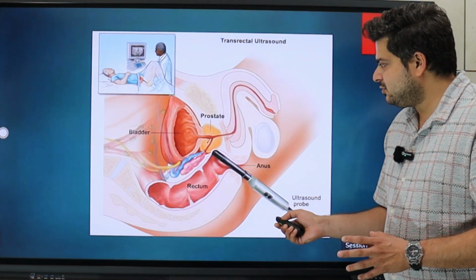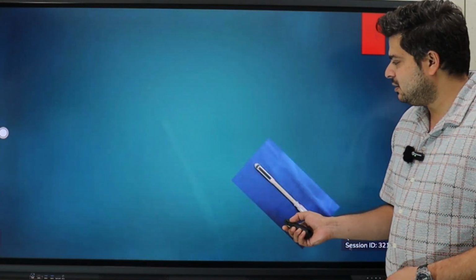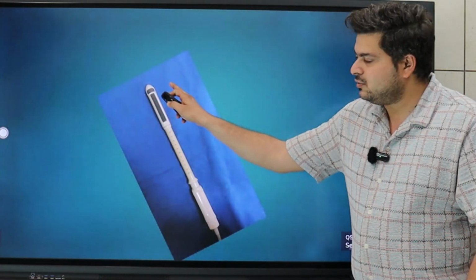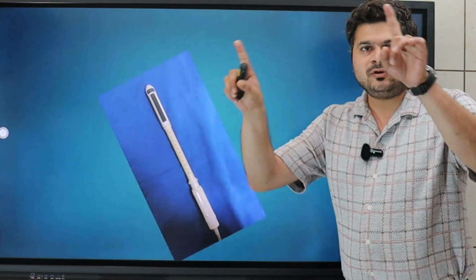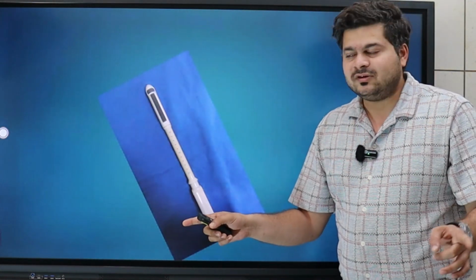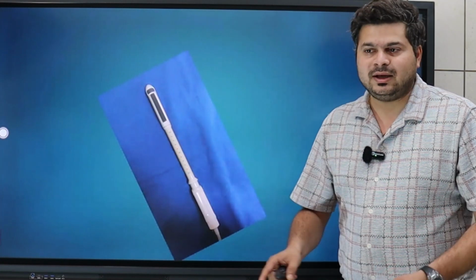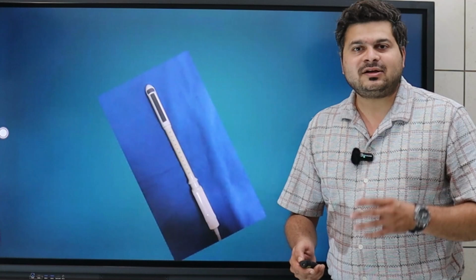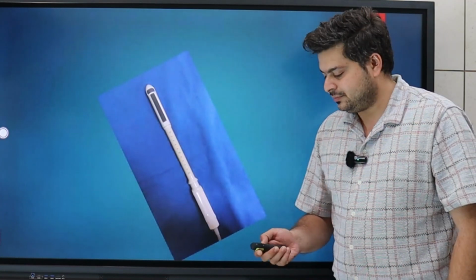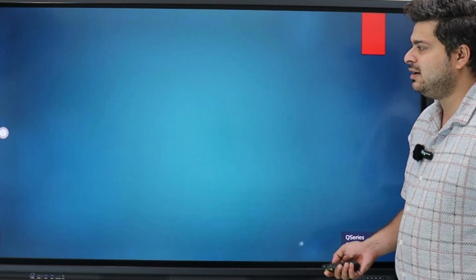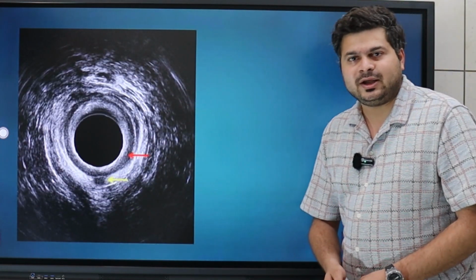The probe that I was talking about previously, this one. So this is a biplanar probe. That is, it also gives a circumferential view as to what is present around all the directions, and also a linear view, as in a straight line what all structures or diseases are crossing the probe. The images that we find look somehow like this.